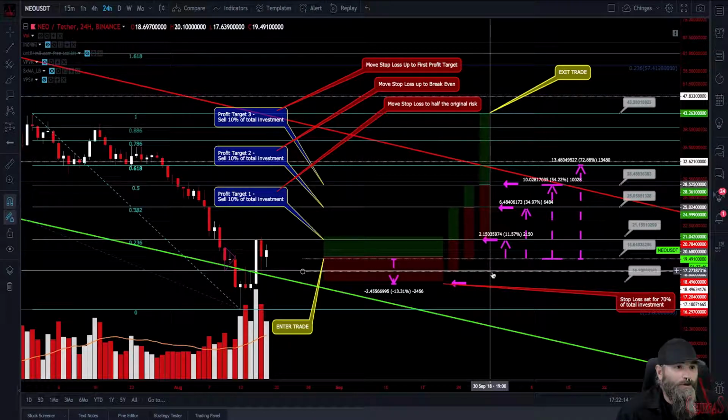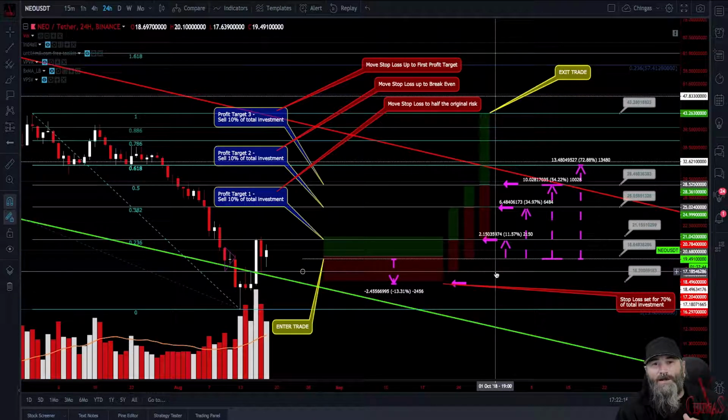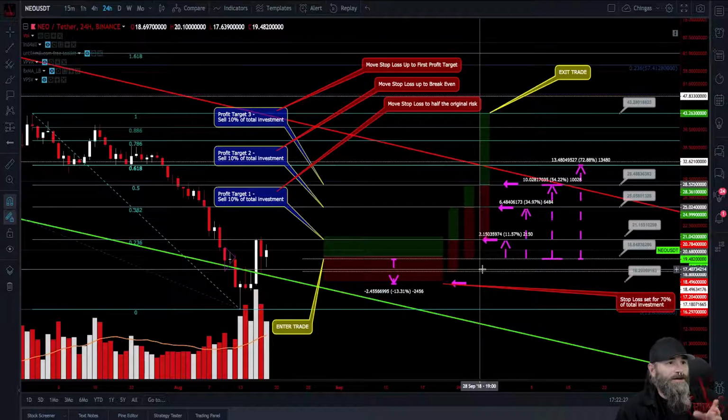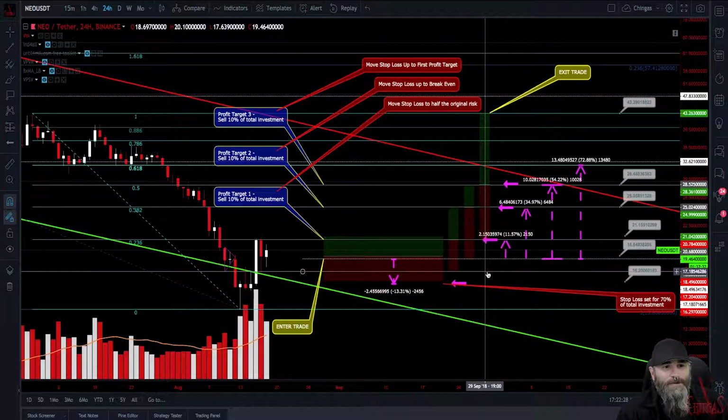There are 2 different things you can do. You can either move it up halfway to the point where you originally had your risk. So your risk was at 13%. So let's say you're about a 6 or 7% loss, and that would put you somewhere around 17.27, give or take. If you wanted to move your stop loss up to that, that would be okay.